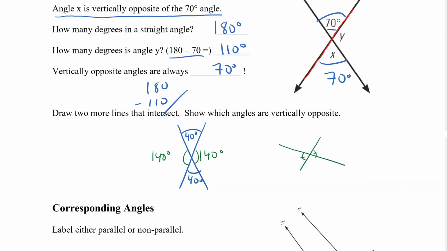Okay, so that's the first of the four things that we learned, which is about opposite angles. So whenever we have two lines that intersect, angles that are across from each other are going to be equal.